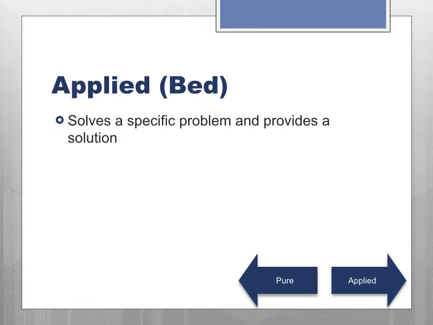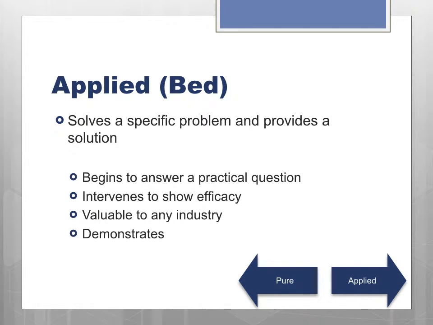Those findings then give us a solution, either what we found in the bench research and then applied to human or animal physiology just didn't work, or it did, and oh my God, now we have a solution to a major problem. So again, it's important to understand that these two ends of the spectrum work in concert together. So what does this do? Well, this begins to answer a practical question. This is where, as I was talking about in the first presentation, practical applications become important.